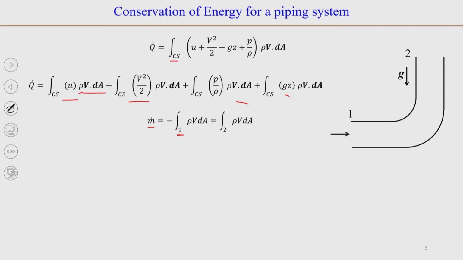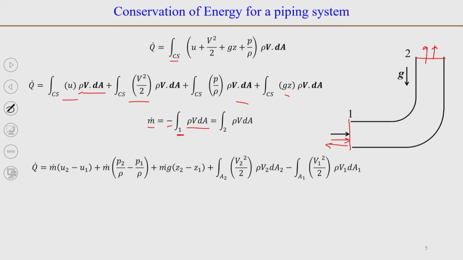At location 1, or at the entrance, the V is pointing inward, the area vector is outward. So, as we usually do, it will be minus integral rho V dA, and at the exit both of them will be pointing outward. So, it will be integral rho V dA. Now, with this we can substitute.